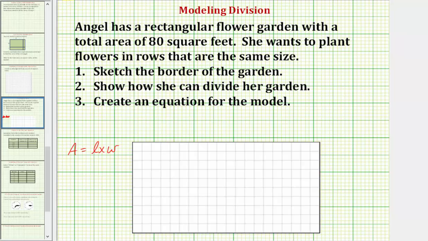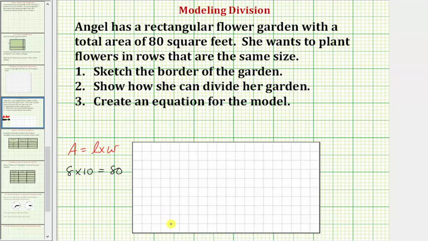So maybe the most obvious product would be 8 times 10, because 8 times 10 is equal to 80, which means if we sketch a rectangle that's 8 feet by 10 feet, it would have an area of 80 square feet. Let's go ahead and sketch an 8 by 10 rectangle on this grid.